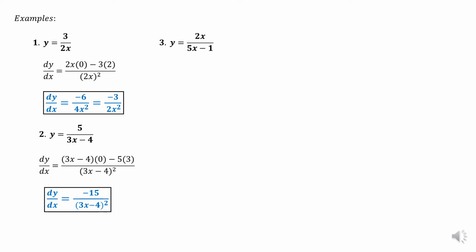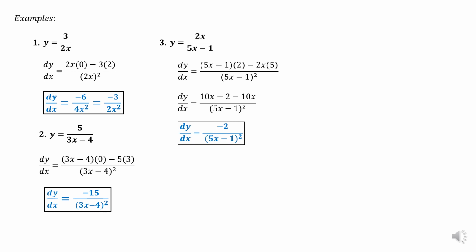The derivatives of y with respect to x, just copy the denominator, which is 5x minus 1, multiply by the derivatives of the numerator, which is 2x, and the derivatives of 2x is 2. Minus, copy the numerator, which is 2x, multiplied by the derivatives of the denominator, which is 5x minus 1. The derivatives of 5x is 5, and the derivatives of 1 is 0. Therefore, the derivatives of the denominator is equals to 5 all over the square of the denominator. Then, combine similar terms, which is equals to the derivatives of y with respect to x is equal to negative 2 all over 5x minus 1 squared.